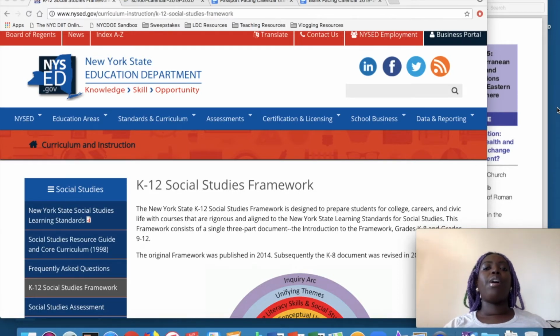Now, if you are at a school where they don't give you a book, they don't give you a textbook, they say just go out there, you look at the standards to see what topics you're going to choose, and then you can do your calendar from that.